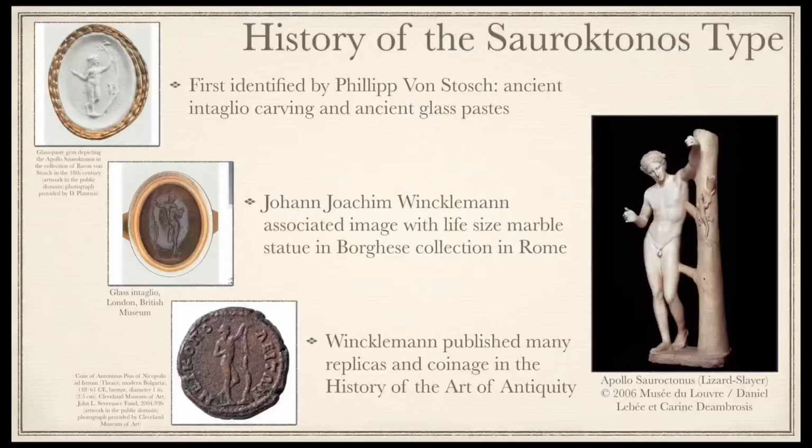German archaeologist and art historian Johann Joachim Winckelmann associated this miniature image with a life-size marble statue representing the same subject in the Borghese collection in Rome. He published the History of the Art of Antiquity, which included various Roman marble replicas and coinage of the Apollo Sauroktonos. Few scholars have doubted the identification of this statue type because of this important text.